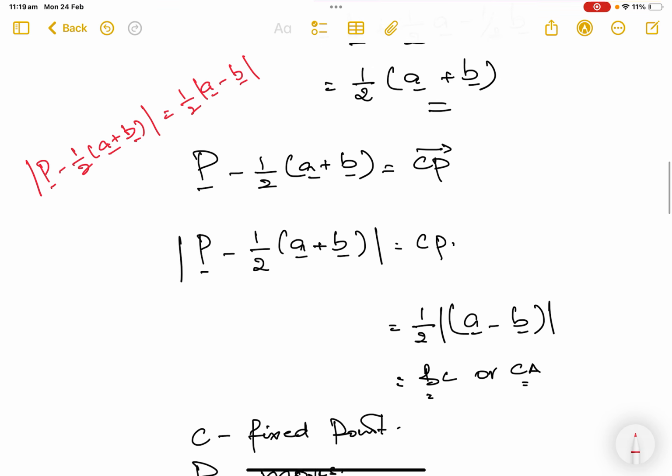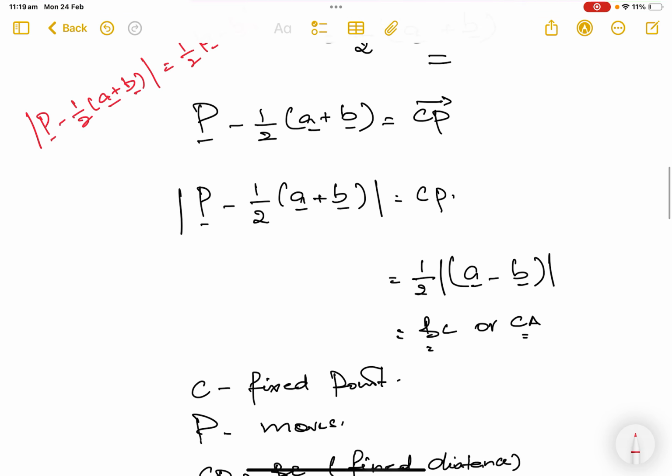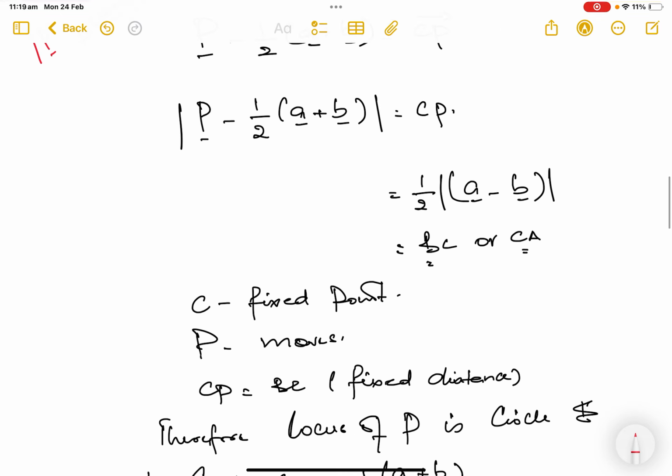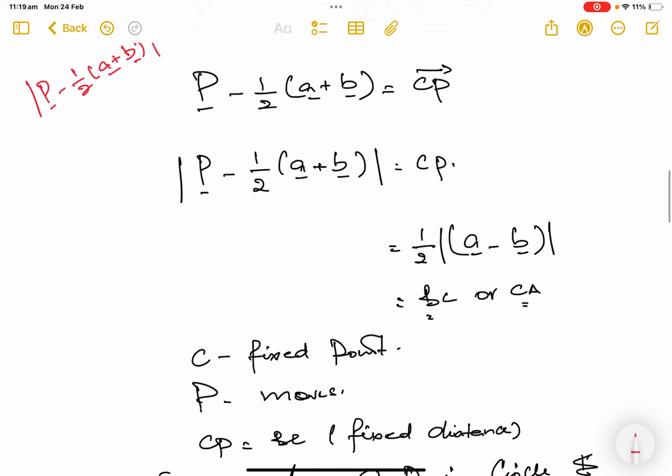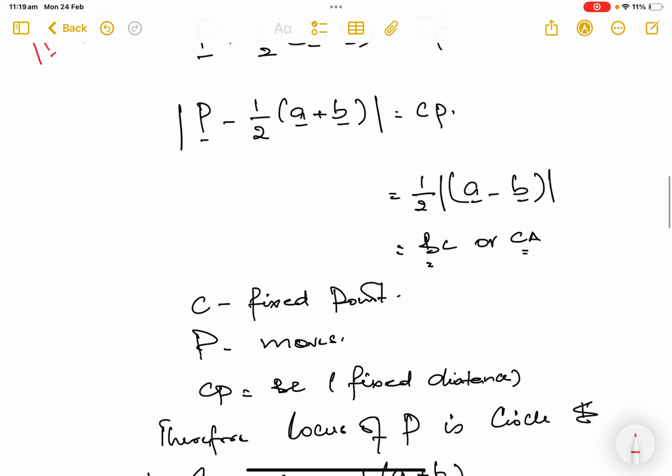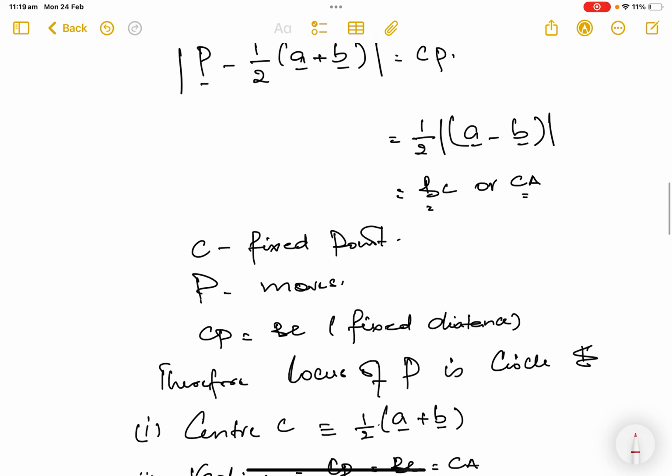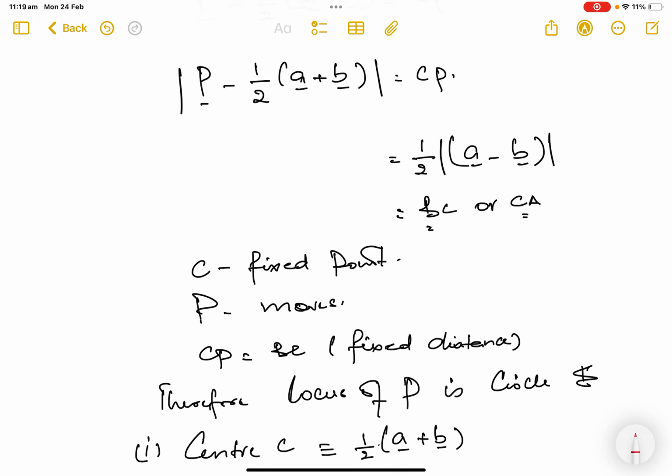The right-hand side is given as half times A minus B. We know half of AB is BC or CA, the distance from B to C or C to A. So CP equals BC, which is equal to CA, so that's the distance. Now, P is a point whose xy coordinates will change, and the distance CP is fixed because it is equal to BC and CA.